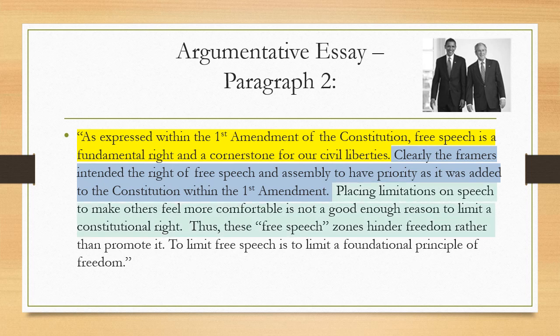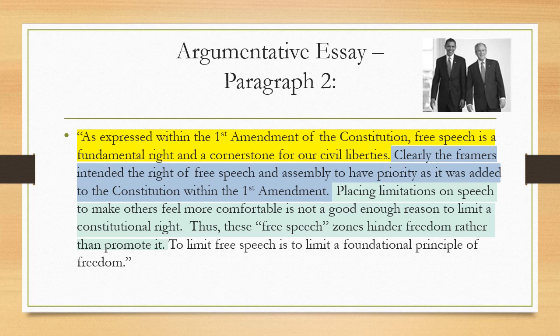Placing limits on speech to make others feel more comfortable is not a good enough reason to limit a constitutional right. Thus, these free speech zones hinder freedom rather than promote it. Okay, so that's a good way to close the loop. We're basically saying the Constitution is more critical than making other people feel comfortable, right? So that is how we close the loop in paragraph 2.